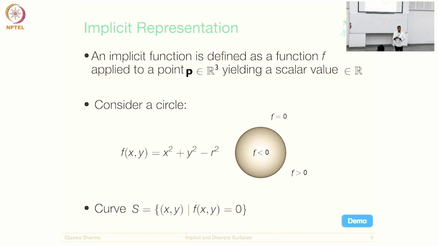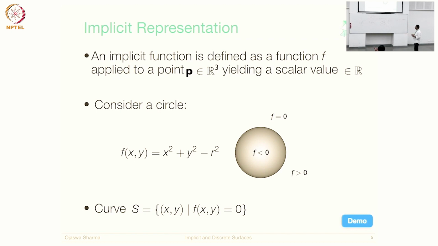Everybody agrees to that, right? Anybody who doesn't, please raise your hand. I want this point to be clear. This function takes a point to a scalar value. You plug in an xy value, you get out a number, a single number, right? Now this is a circle, right?